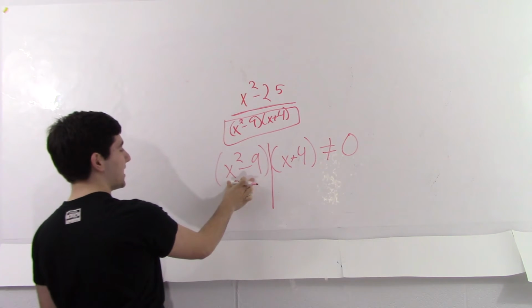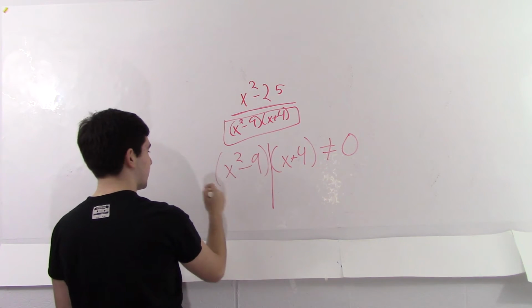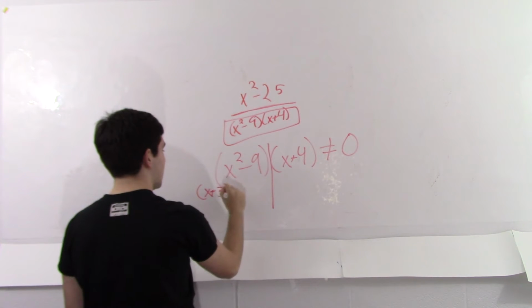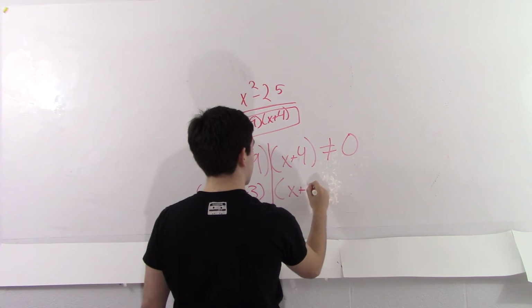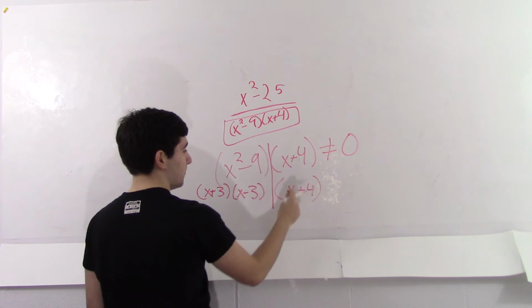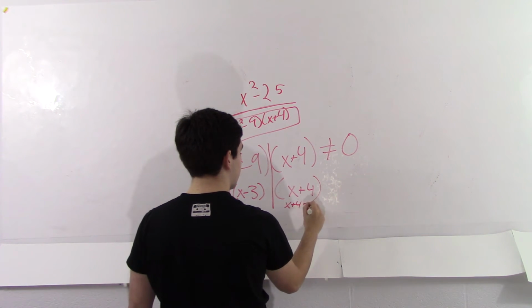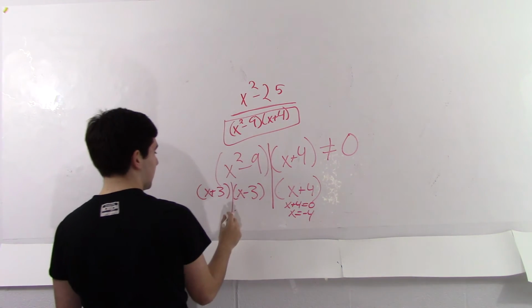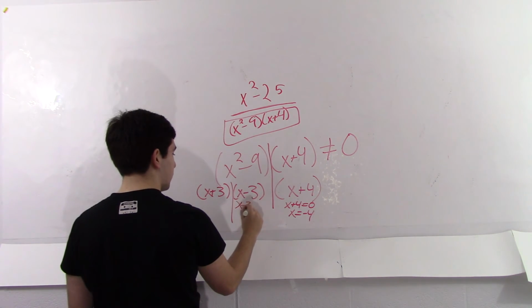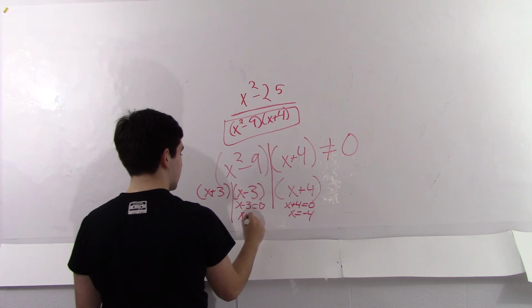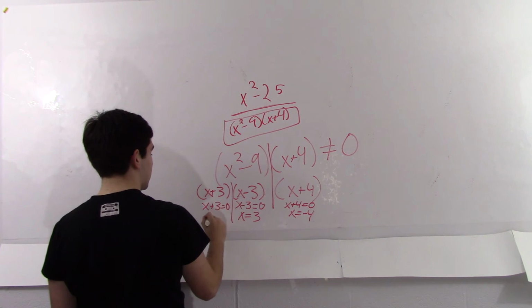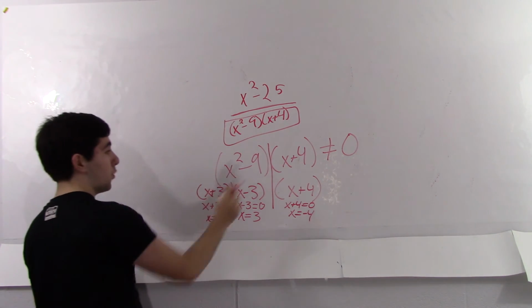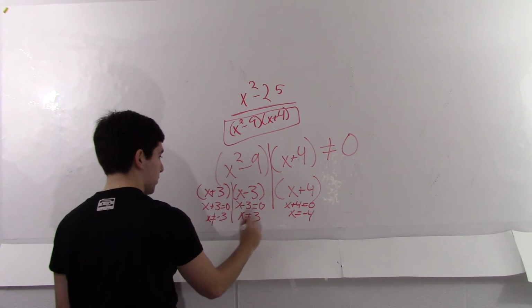Now this one can actually be factored again. x squared minus 9 splits up into x plus 3 and x minus 3. And then of course we have x plus 4. So here we know x plus 4 equals 0, so x equals negative 4. Split this up, x minus 3 equals 0, x equals 3, x plus 3 equals 0, x equals negative 3. And of course, because we don't want it to equal 0, we exclude these values.